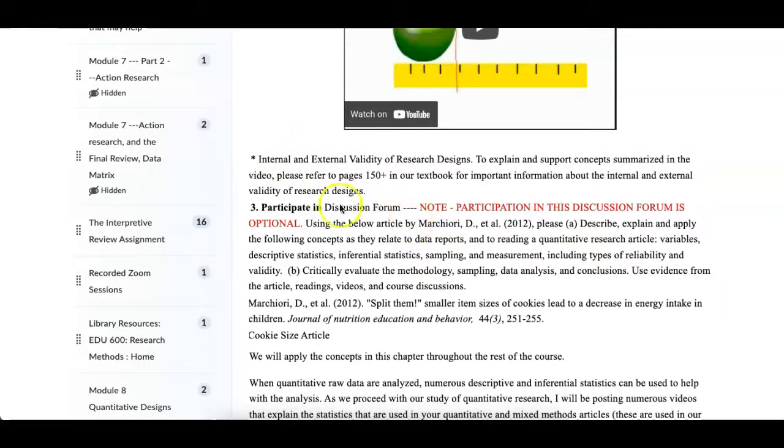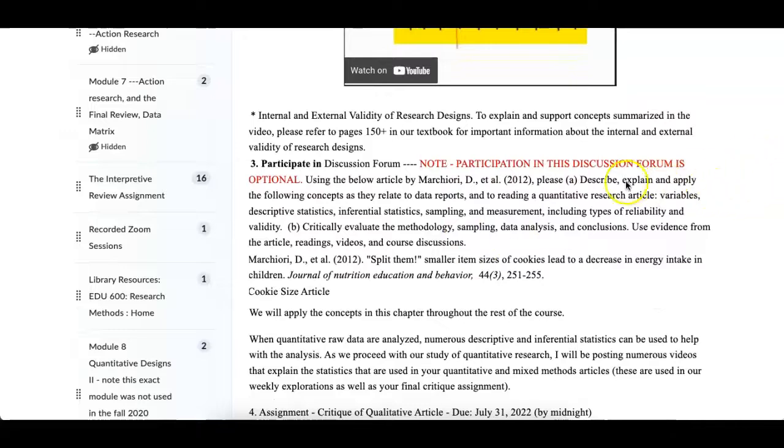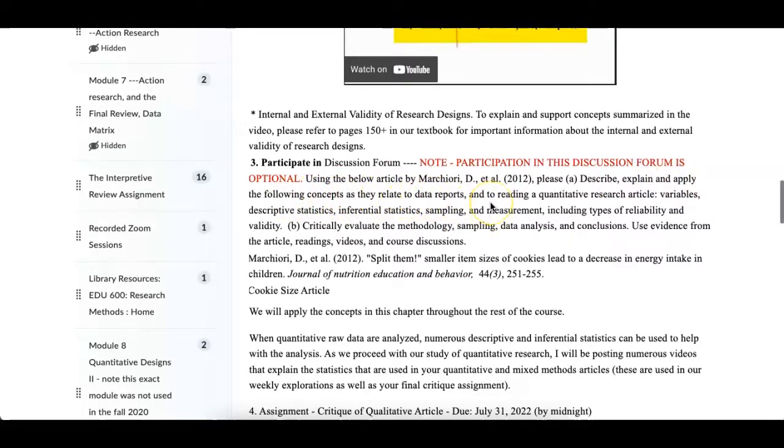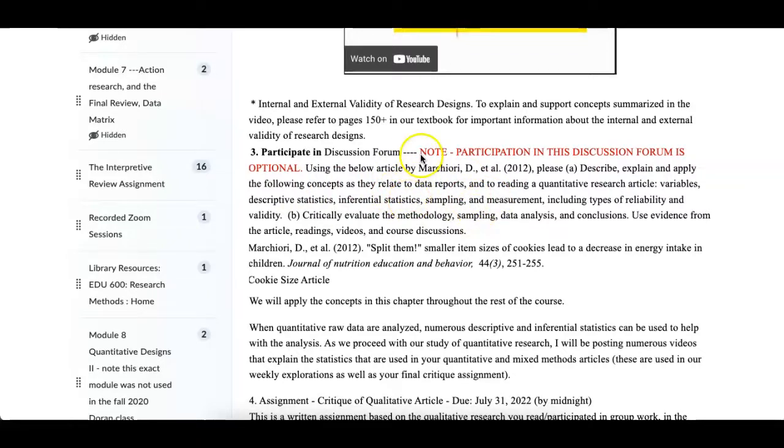And then there's an optional discussion forum. I'll get to this in a couple of minutes. You do not have to participate in this. If you decide you want to, I'd like you to take a look at the article below and then answer these questions: describe, explain, and apply the following concepts as they relate to the data reports. You can follow that. But once again, this is optional. If you do not participate, you will not get marked. And if you do participate, you're not going to get extra points.